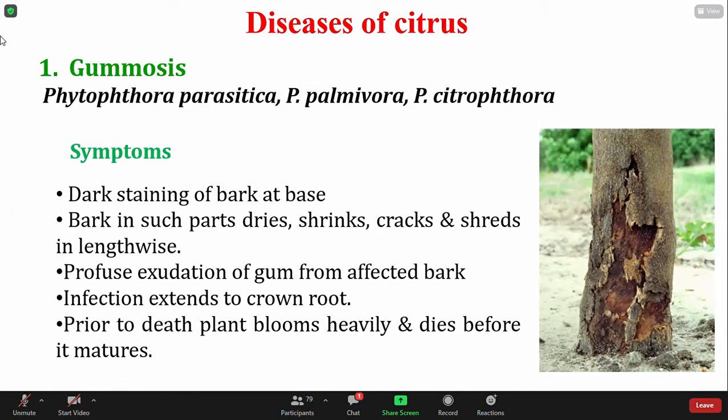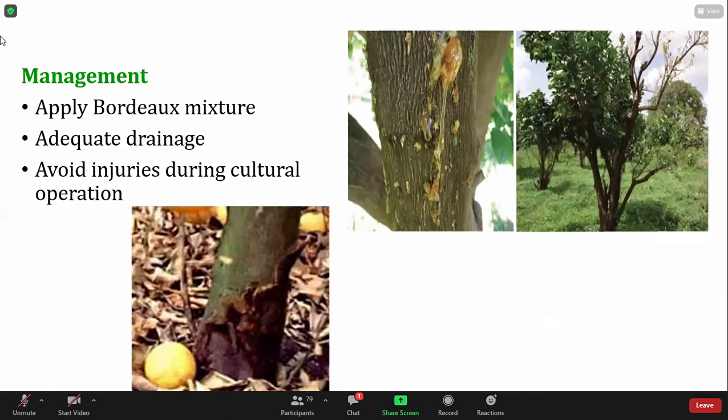Prior to death, the plant blooms heavily and dies before it matures. So this is no use because the heavy blooming and dying at an immature stage is a waste of nutrients and it reduces the economic value of the crop. How can we manage this? Before that, you observe here the gummosis. The gum-like substance is exuded from the bark, and the affected branches seem dead.